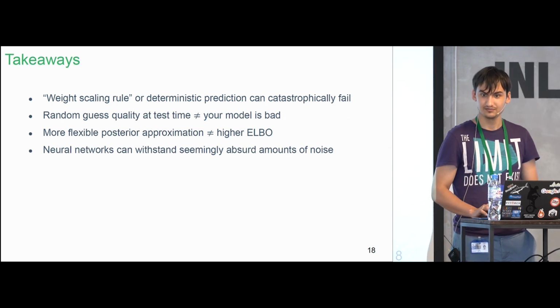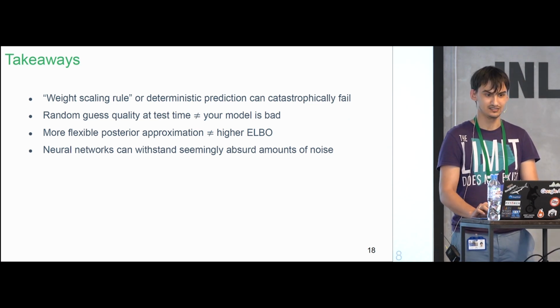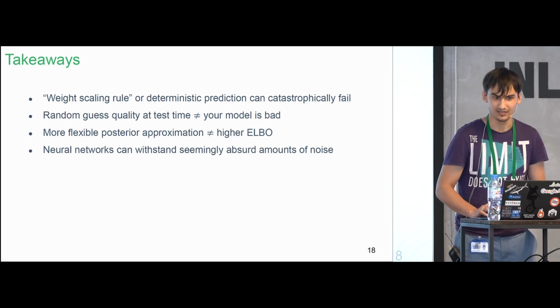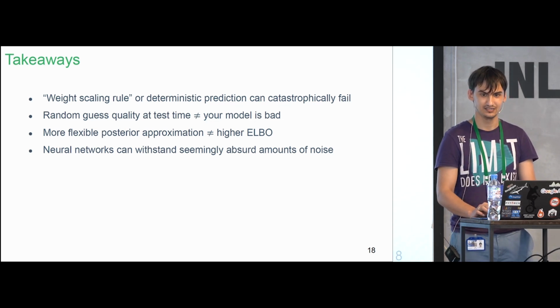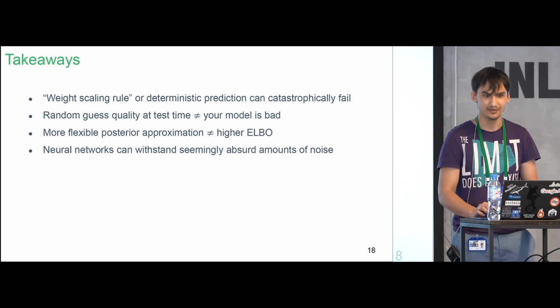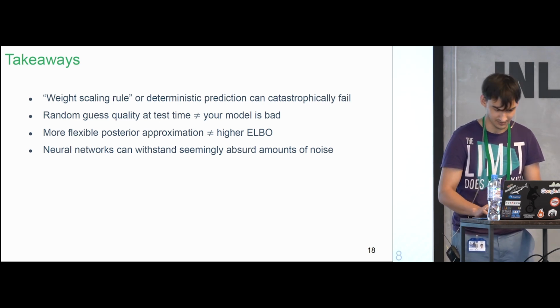And the final funny thing is that it seems that modern neural networks can withstand absurd amounts of noise. You can take a neural network and train it in such a way that each weight is completely random. Yes, different weights have different variances, but each weight has a completely random sign, for example. And this is a little bit mind-boggling.